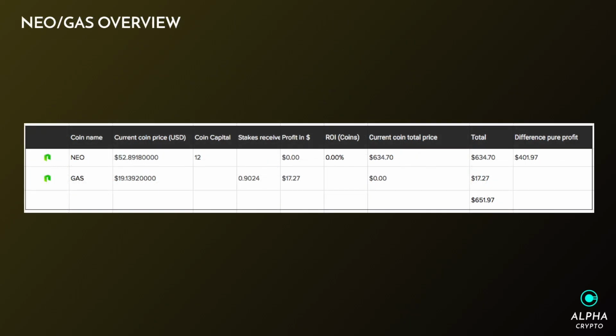And a quick look at the NEO and GAS overview, we can see our pure profit for this one is $401.97. I believe it's gone up just very slightly since last week, so it has made a slight difference in terms of its pure profit. However, we are still staking this, and I have not included the extra airdrops that we receive. So we've got, I believe, like 1 point something ontology, and there was a number coin as well, which I've never heard of, but I will check the prices on that. So still pretty good, this one.